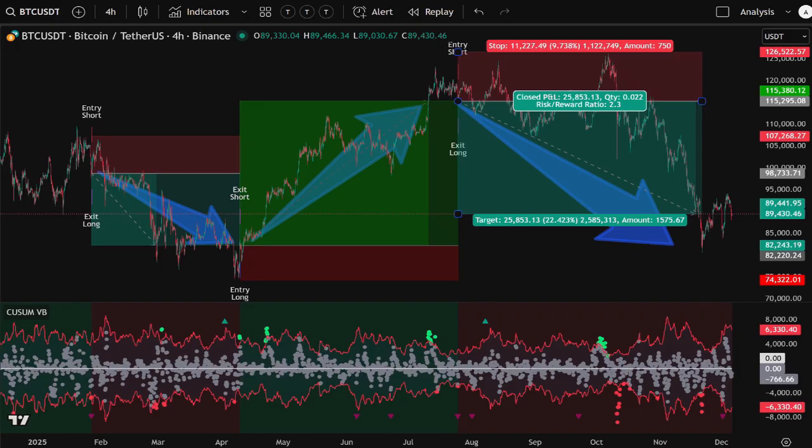A few things to keep in mind. CUSUM is powerful, but it's not perfect. If K is too low, you'll get noise. If Hmax is too high, you'll only see rare breakouts. And like any breakout system, it can get chopped up during low range periods.